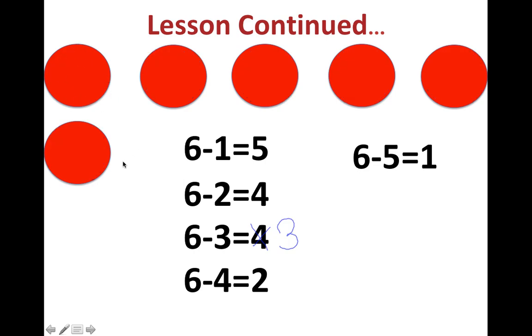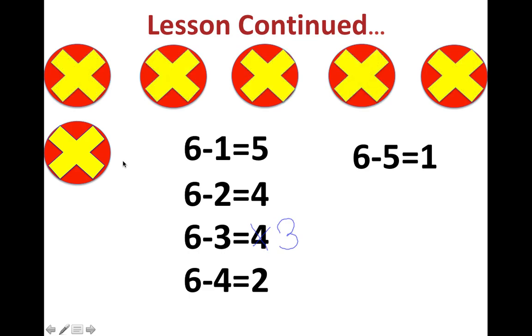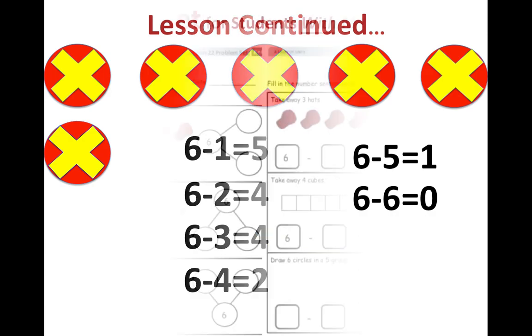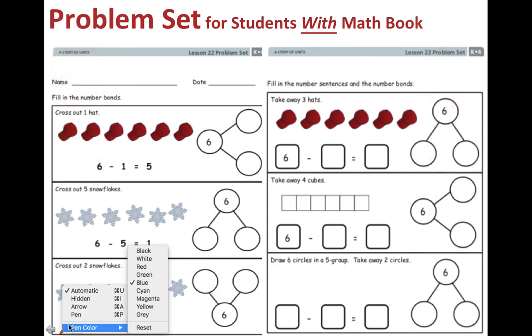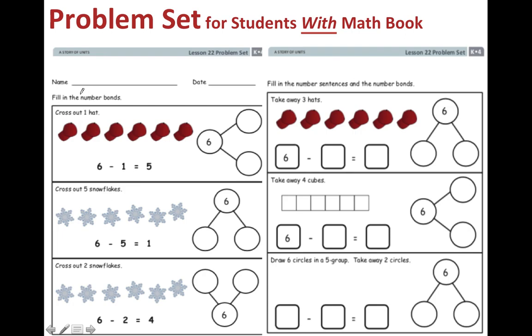Now let's see if we can do the next one by ourselves. So we have 6 minus 6. We have 6 and all of them are crossed off. 6 minus 6 gives us how many of them don't have any cross? 0. That's correct, 0. So now let's do our problem set. I'm going to write my name.